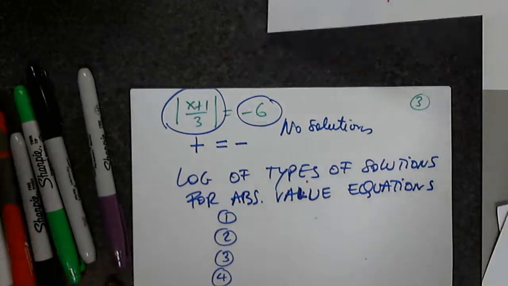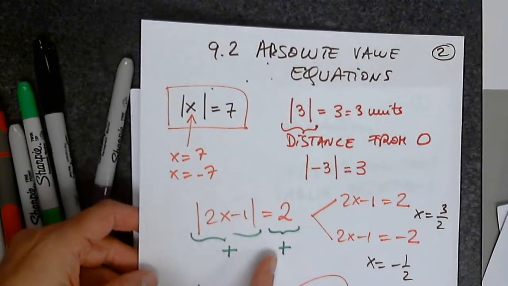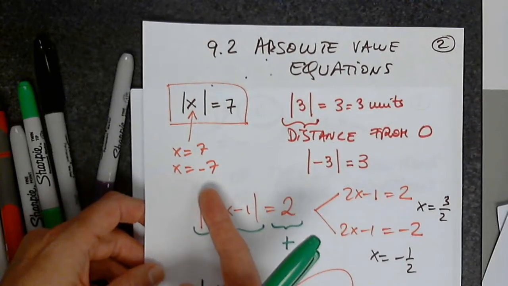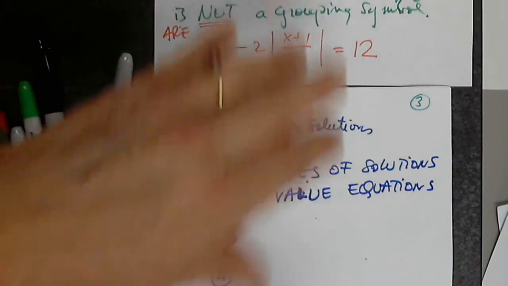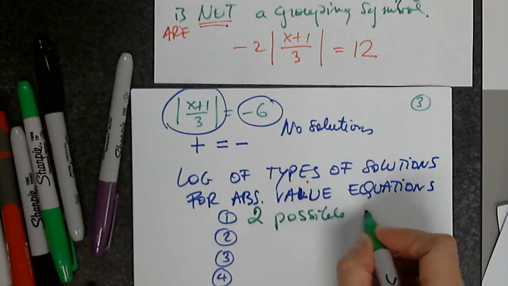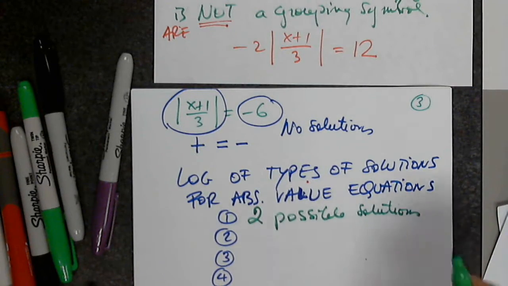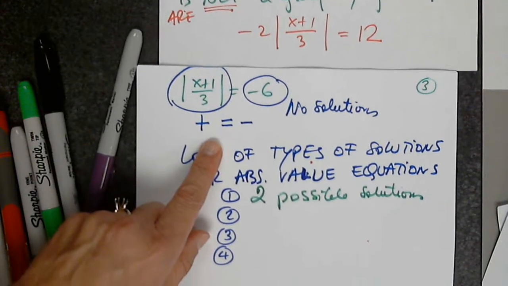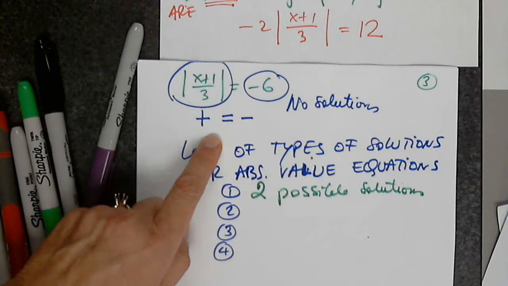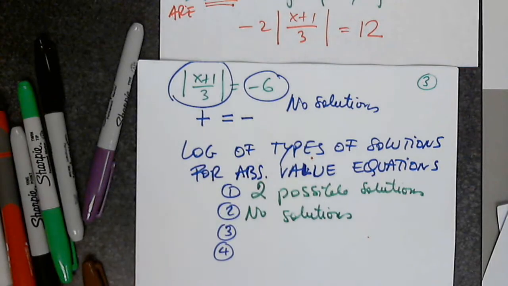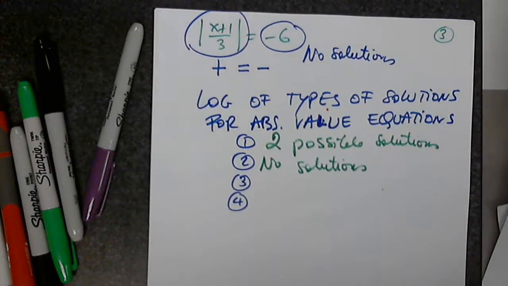Okay. The very first 2 equations that we looked at, how many solutions did we obtain? 2 solutions here, 2 solutions here. So that's one option: 2 possible solutions. The third one that we just looked at, how many solutions did it have? No solutions, indeed. Very good. So let's look at the other two, 3 and 4.